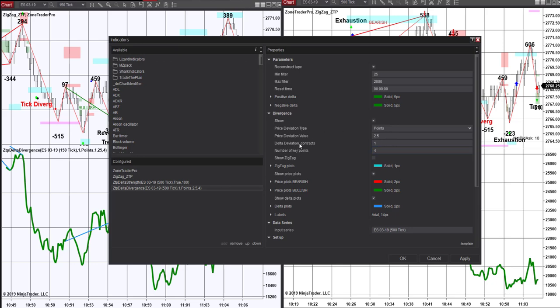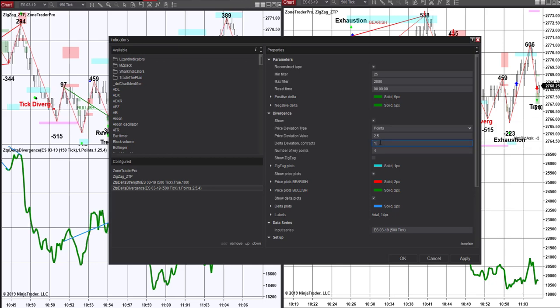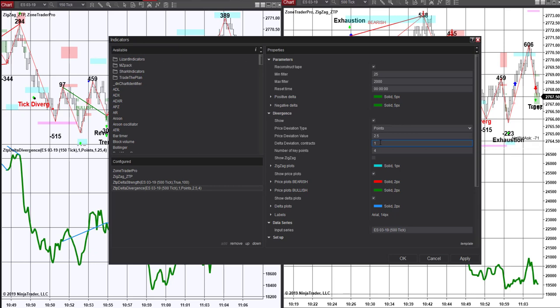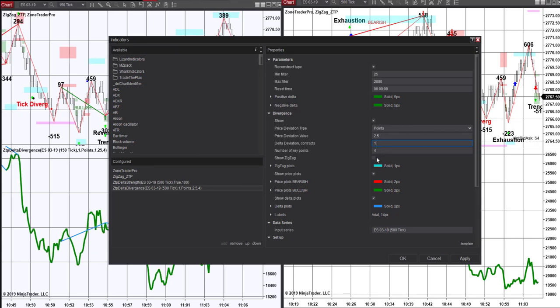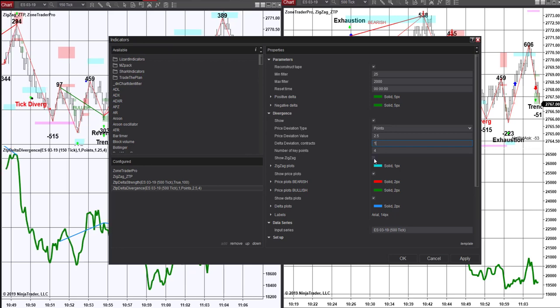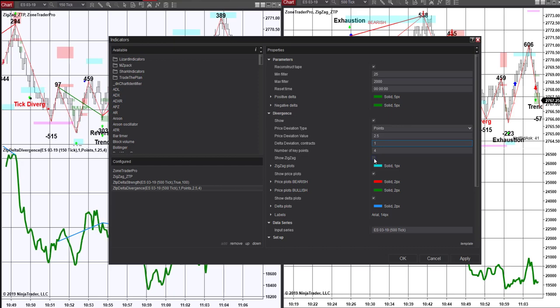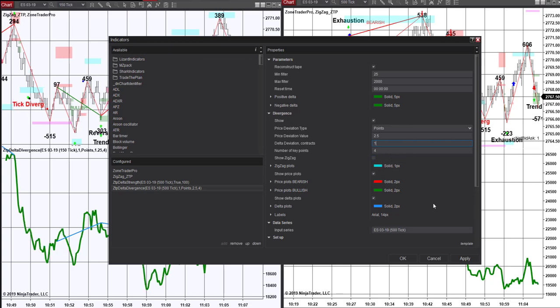Now, what the delta deviation means is that if you set this to a higher number, you are looking for divergences of at least that number of contracts. So by setting this at 1, you are basically going to find any divergence, whether it's 1 contract or 1,000. And then I am unchecking zigzag, because when the zigzag occurs in the current bar, which I will show you, that seems to get written over and we don't see it as clearly. So those are the options that I'm going with here.